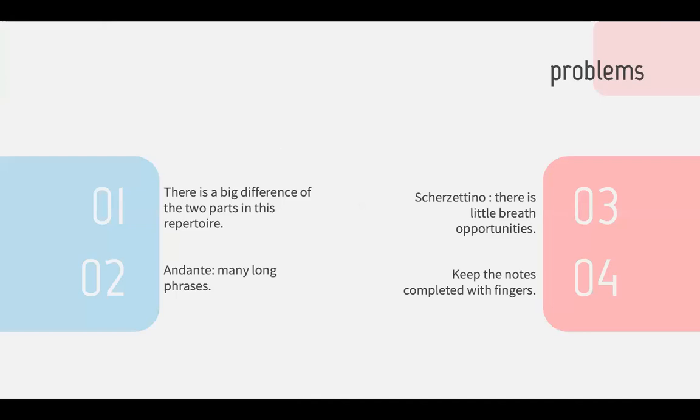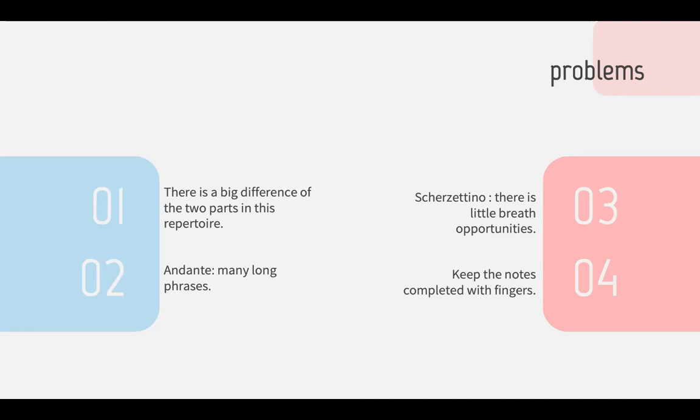I summarized the four main problems. First, this piece is a regular French Romanticism composition. The main characteristic is that the two parts are really different. Different speed and emotion need the player's attention. When I play it, I need to change everything at a fast speed.